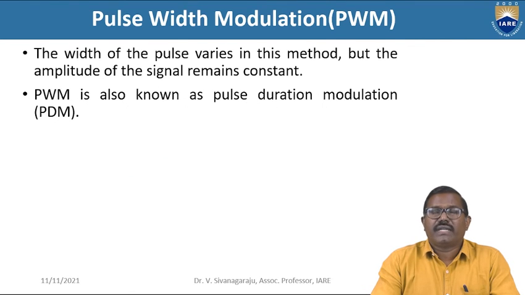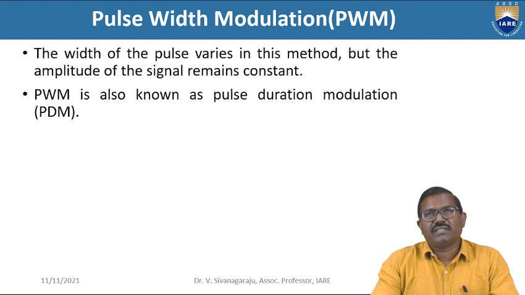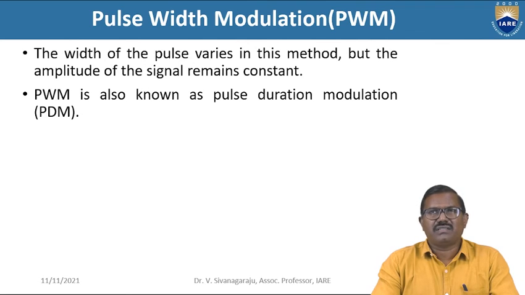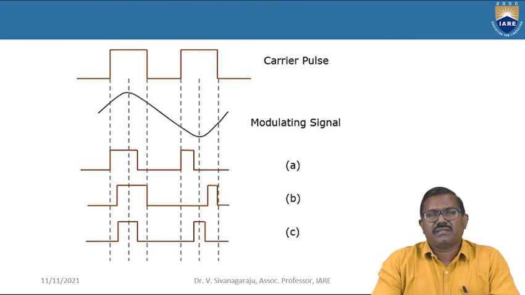Okay. So in pulse width modulation, the width of the pulse varies in this method, but the amplitude of the signal remains constant. Here there are three parameters: amplitude, width, and position. Here the width is varying, and the remaining two are constant. So the width of the pulse varies, but the amplitude of the signal remains constant. Pulse width modulation is also known as pulse duration modulation. Here you can see the carrier pulse. Why? Because this is pulse modulation, analog pulse modulation. So the carrier is in pulse form, but the message is in analog form.